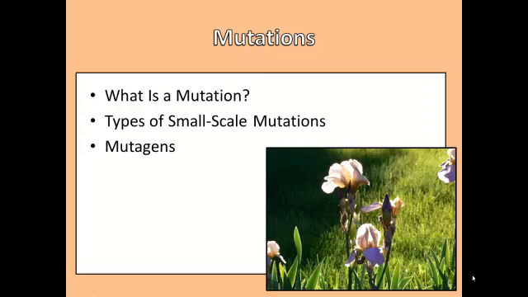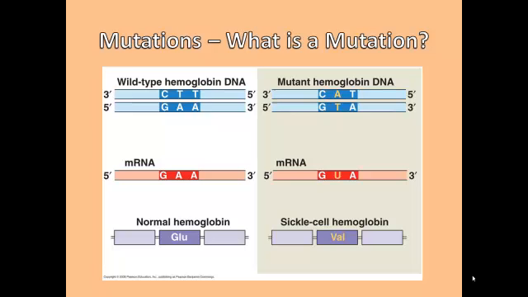Concept 17.5, Mutations. In this concept, we will be going over what a mutation is, the types of small-scale mutations that we know about, and mutagens. A mutation is any change in the DNA code. It is not a change in the RNA, which is a temporary copy, or in the protein.